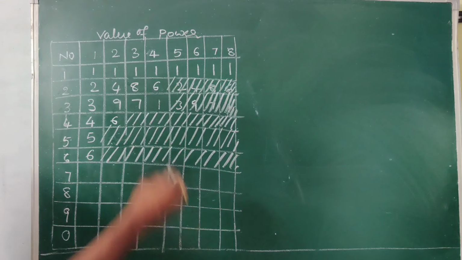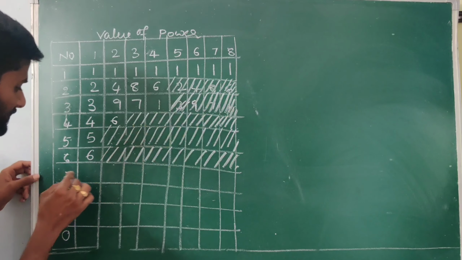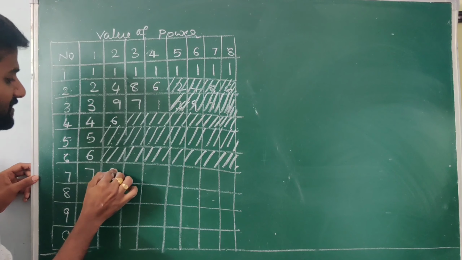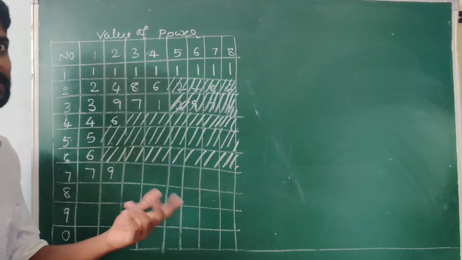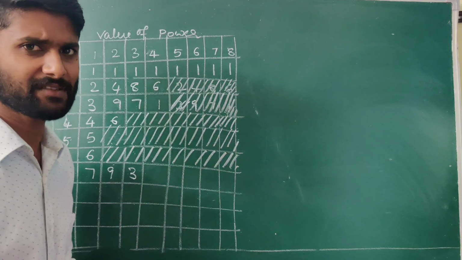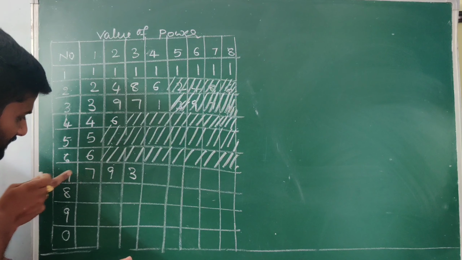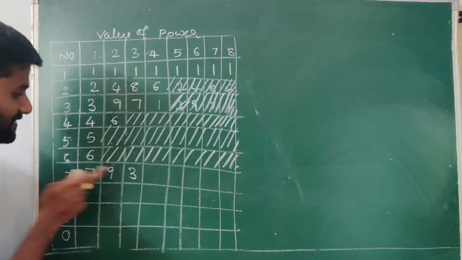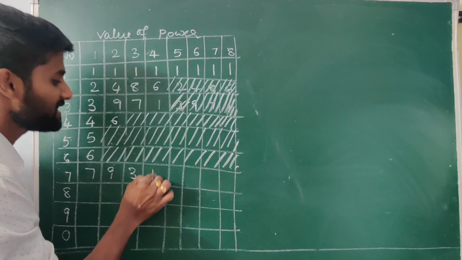Okay, focus on 7 here. 7 power 1, 7 square is 49, and 7 cube is 343, which ends in 3. We don't yet know 7 power 4. Simply see: 7 7s are 49, 9 7s are 63, 3 7s are 21.